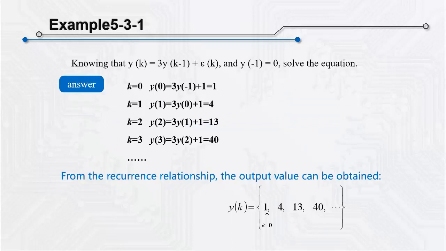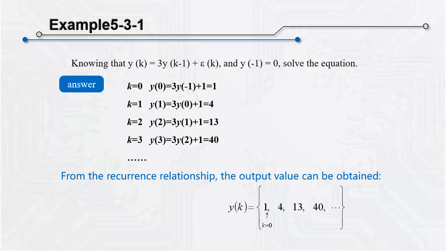Let's do a specific example. We know the difference equation y of k is equal to 3 times y of k minus 1 plus epsilon of k. And we know our initial condition, y of minus 1 is equal to 0. Solving the difference equation, we can follow the iterative relationship of the difference equation. Solve recursively. The specific solution method is as follows.